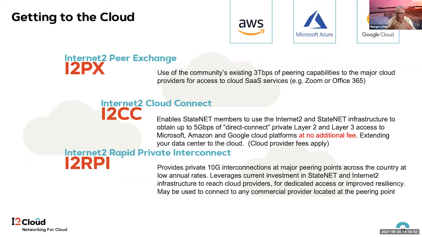Once again, these are the three pieces: the Internet2 peer exchange, the peering capability that we have, the 3 terabits. That's what you use for software as a service, like Zoom or Office 365, or if you're trying to get to these Cloud Connect services perhaps through a VPN. So that could be an additional solution to connecting over the commodity internet or Cloud Connect. Cloud Connect, again, allows you access to the big 3 cloud providers. Hopefully we'll be saying 4 by the end of the year, if we can add Oracle. And that gives you up to 5 gigabits of direct connect at private layer 2 or 3.